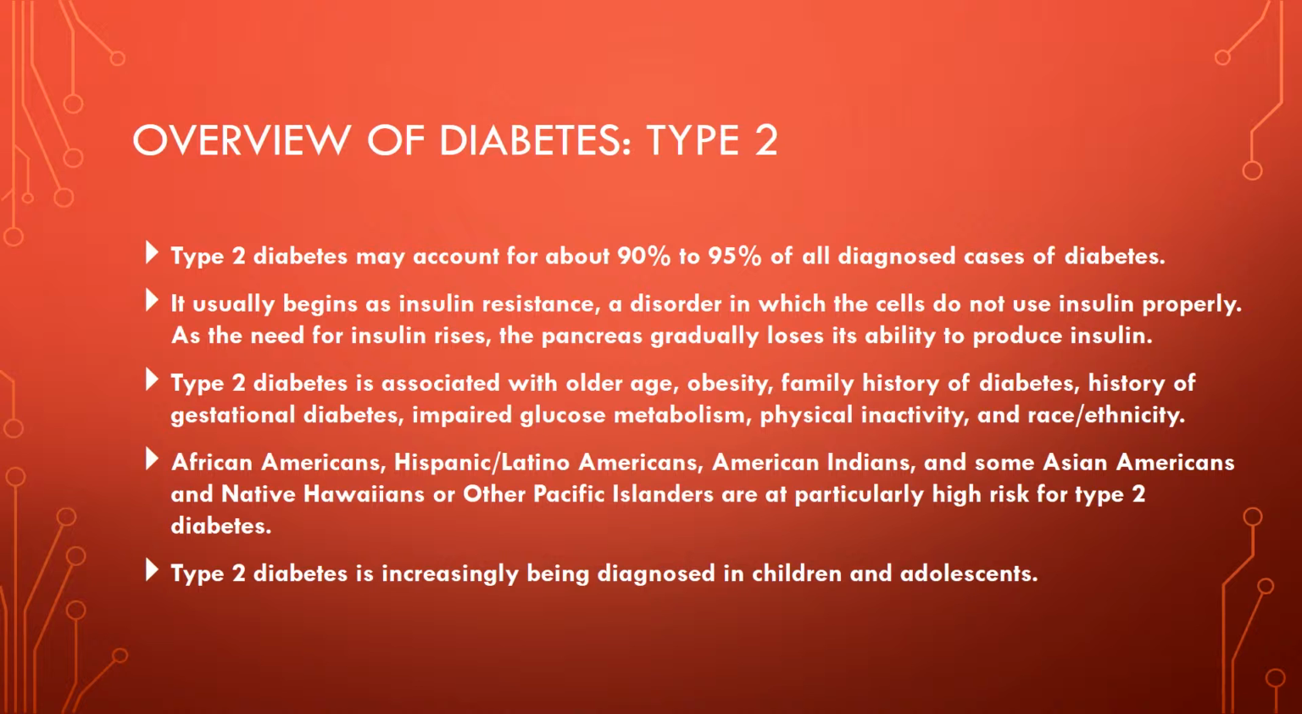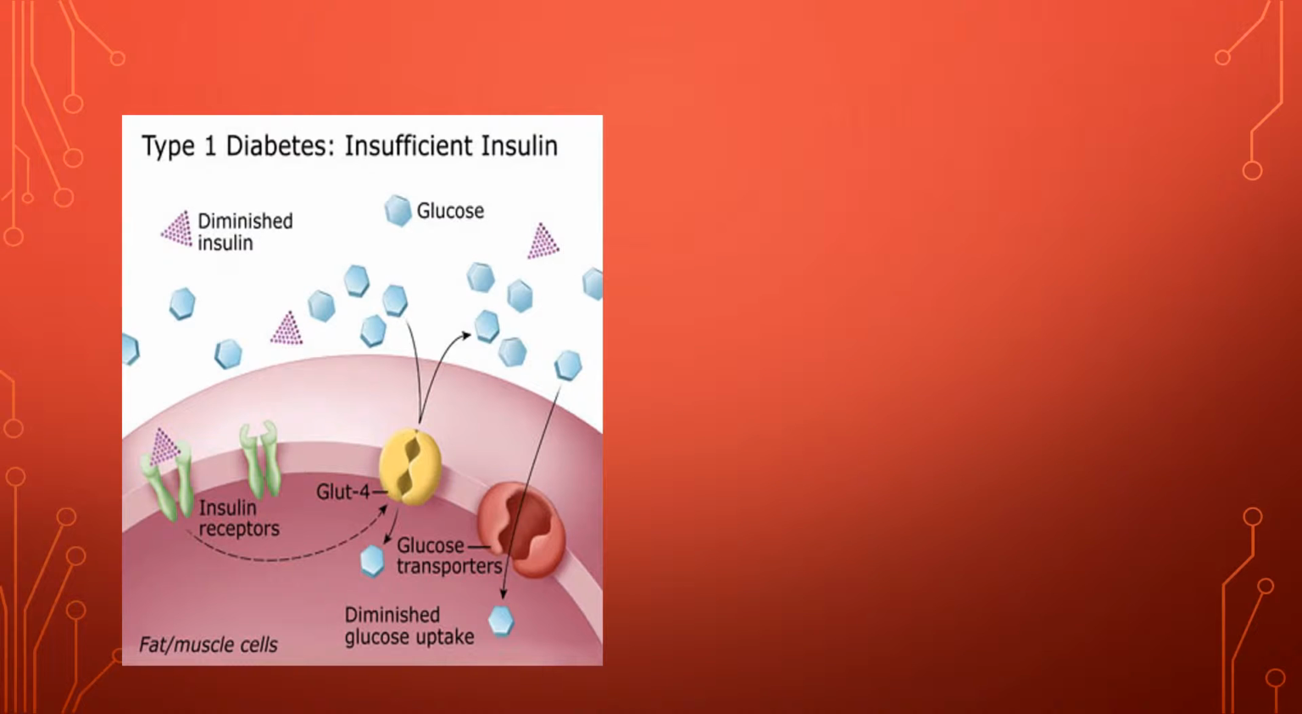And as I mentioned on the previous slide, type 2 diabetes is becoming more frequently diagnosed in children and adolescents, which is why the terms type 1 and type 2 are now used as opposed to juvenile and adult diabetes. So let's give a real simple version of how this occurs.